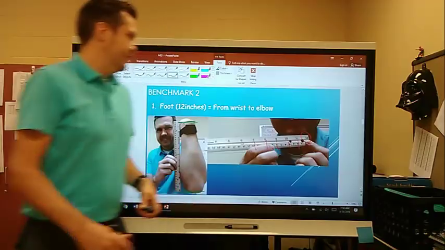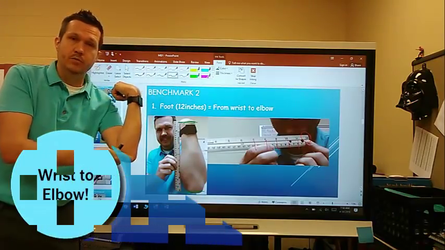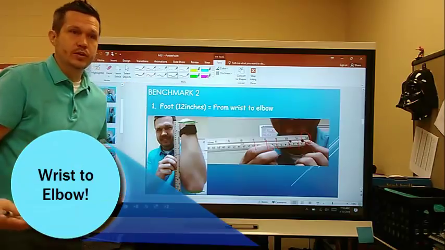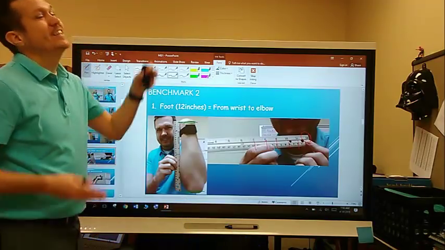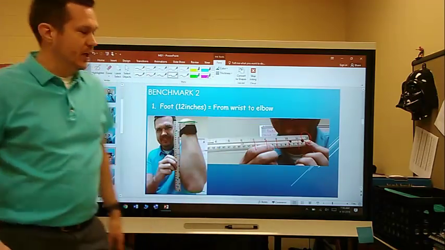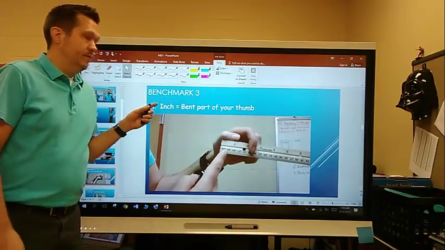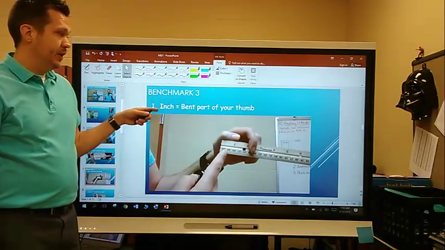Let's take a look at our next benchmark. So benchmark number 2 is where you measure out from your wrist to your elbow to figure out if you're going to use a ruler or not. If it's about the width of your door, use a meter stick, use a yardstick. If it's bigger than your door, we'll talk about that one in a second. The next one, the next smallest one, is called an inch, benchmark 3.